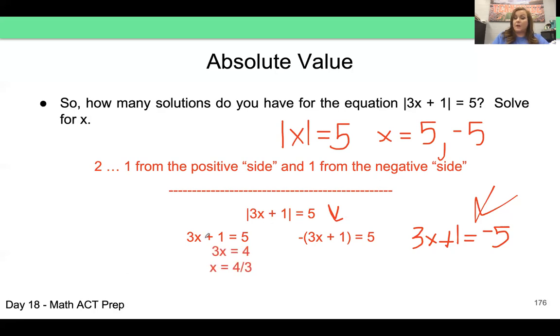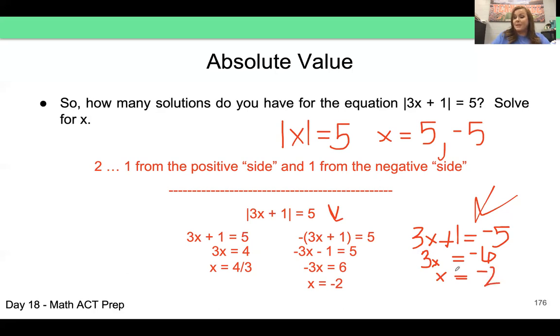Yeah. So then we solve over here. You subtract 1 from both sides, divide by 3. So one value is x equals 4/3. The other one, I'll do my math over here so that you can see it. We subtract 1 from both sides and we get -6. When I divide both sides, I get -2.